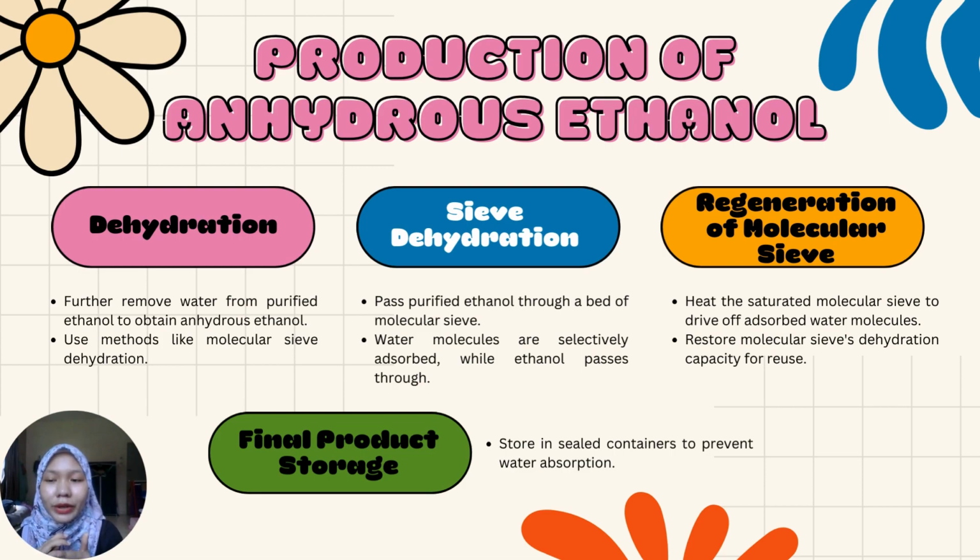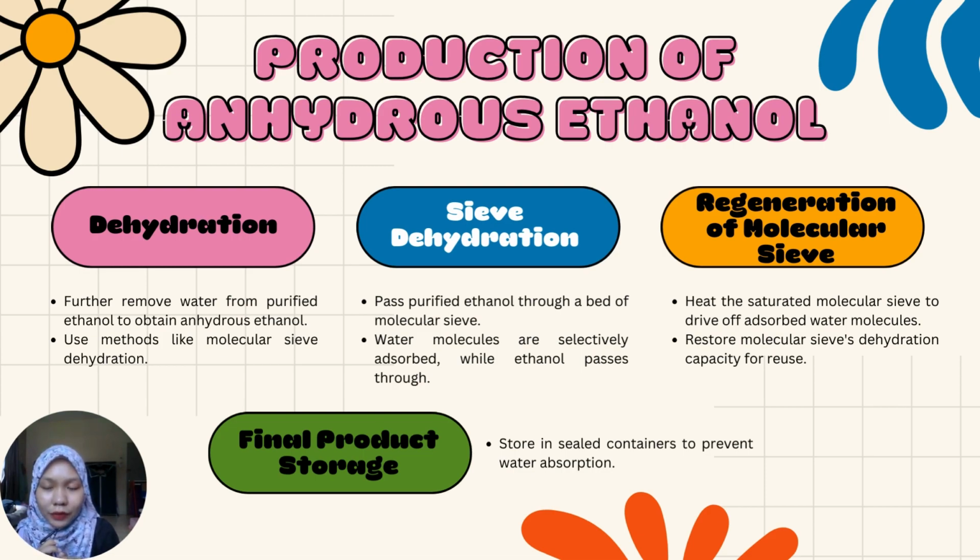In this process, the purified ethanol stream is passed through a bed of porous solid material known as a molecular sieve. The molecular sieve has a highly porous structure with precise pore size that selectively adsorbs water molecules while allowing ethanol molecules to pass through. Adsorption of water. As the ethanol stream flows through the molecular sieve bed, water molecules are adsorbed onto the surface of the molecular sieve particles due to the affinity for polar surface. Ethanol molecules, which are less polar, pass through the molecular sieve unaffected. This selective adsorption process allows for the removal of water from the ethanol stream.